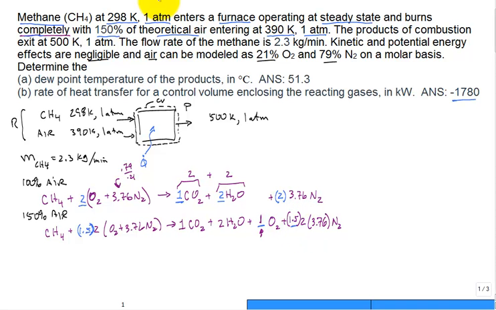If I want to clean it up, and a lot of times I like to clean it up, I just rewrite this CH4 plus, I'm going to put 3 O2s, and then how many N2s?